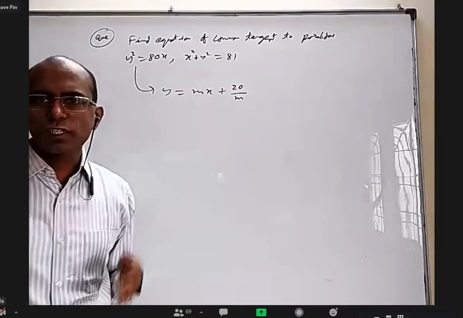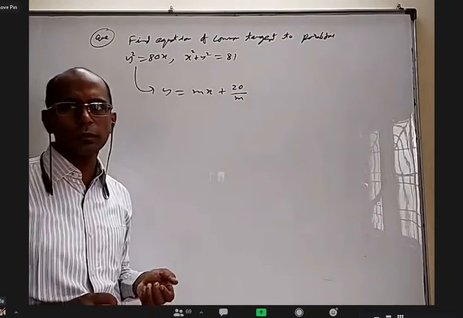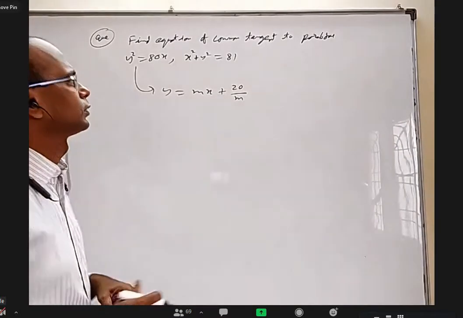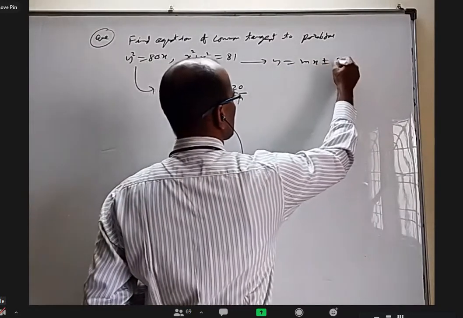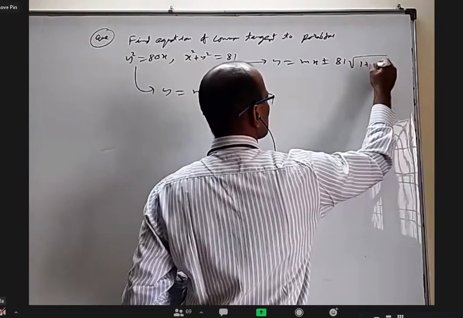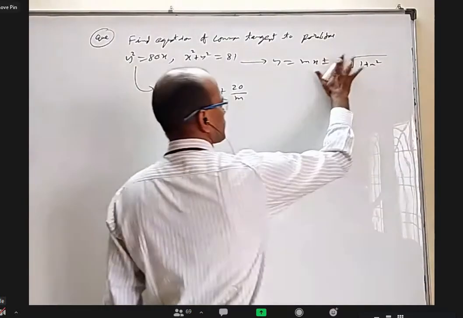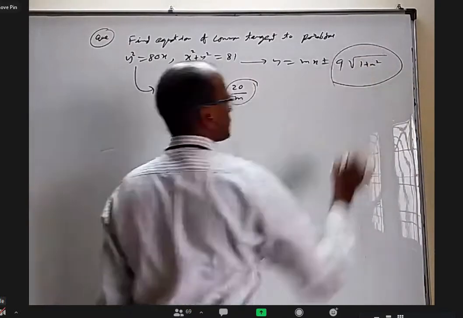For the circle x square plus y square equal to r square, in terms of slope m, anybody want to tell the general tangent? y equal to mx plus or minus r into root over 1 plus m square. Here r square is 81, so r is 9. Now simply equate this constant and this constant.